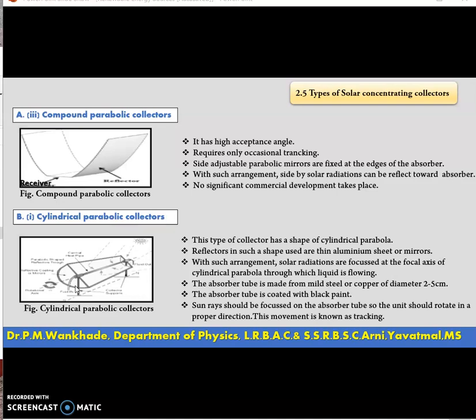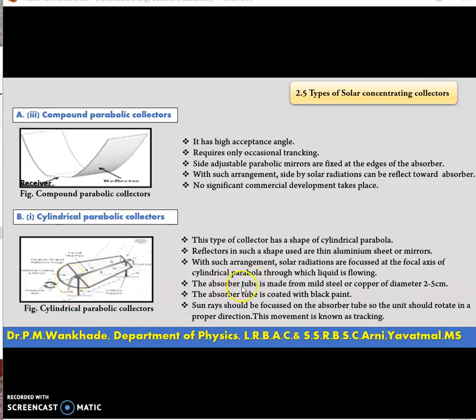Thin electro-polished aluminum sheet is used for the reflecting surface. Reflectors in such a shape are thin aluminum sheet or mirrors. With such an arrangement, solar radiation is focused at the focal axis of the cylindrical parabola through which the liquid is flowing. All this radiation is concentrated at the axis. This is the pipe, called the axis, through which the liquid is flowing.